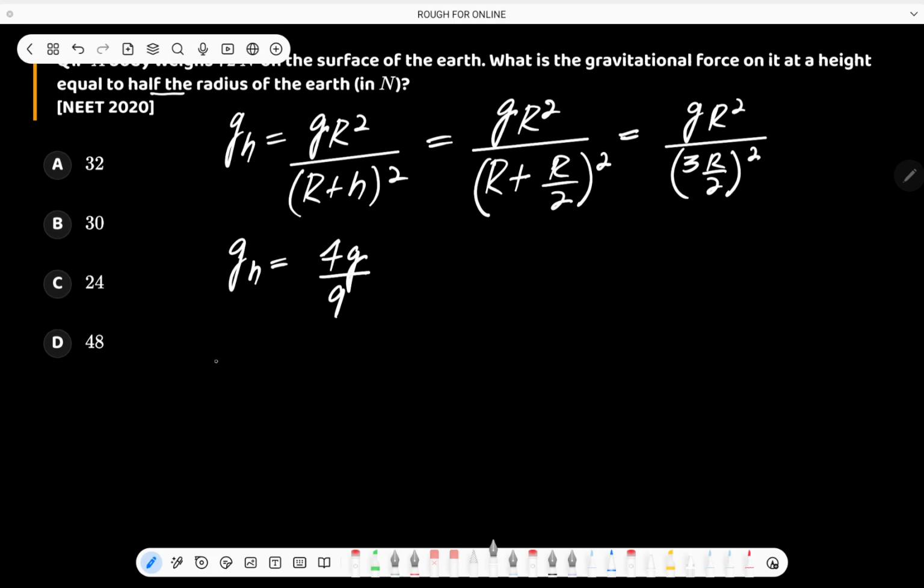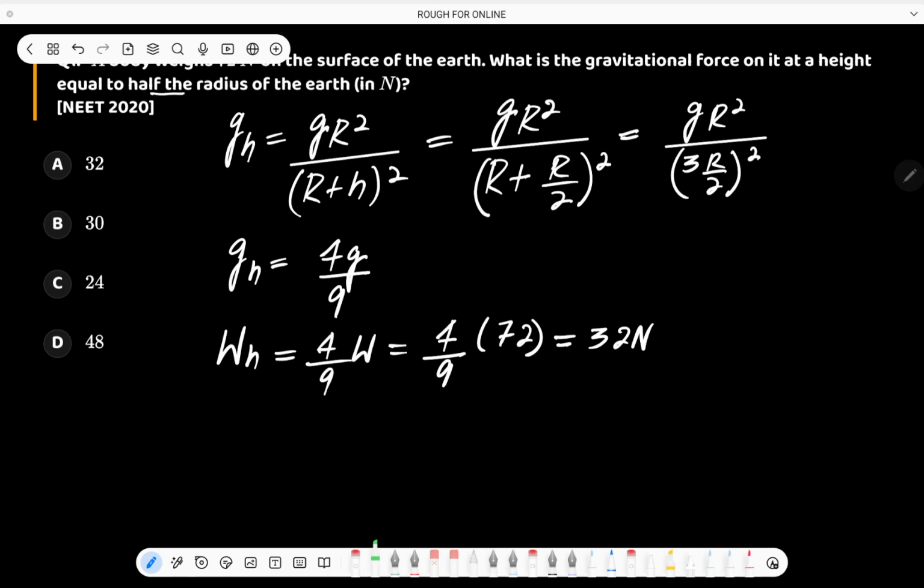Okay, which in turn implies that the weight of the body at height h will be equal to 4 by 9 multiplied by weight of the body on the surface of earth, that is w. And this w is given to us. Let's put the value here. 4 by 9 multiplied by what? 72. Now what it is? 9 1 9 8, 8 into 4 is 32. So the answer comes out to be 32 Newton. So this is the answer to this question. I hope that this question is crystal clear to you. Okay, so the answer to this question is this 32 Newton, option number A.